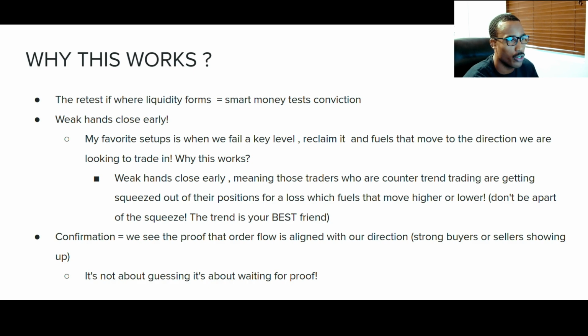Do not be a part of the squeeze. The trend is your best friend. You know how they say the trend is your friend? No, no, no, no. The trend is your best friend. It really is. Confirmation.